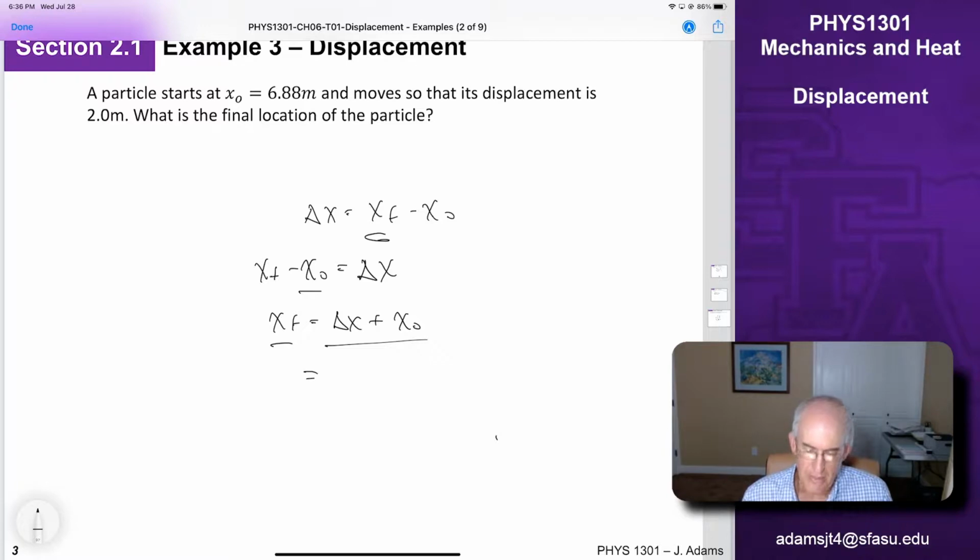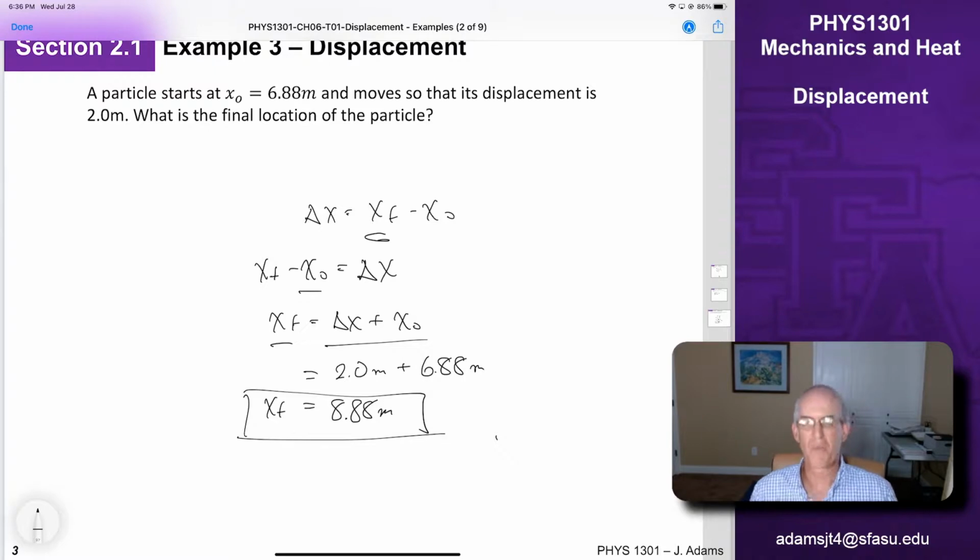In this case, our displacement was 2.0 meters, and that initial location was 6.88 meters. This one's simple enough that I'm going to do it in my head, but always check my numbers. Never trust any numbers that you're given, whether I do it or whether it's in the book. It's always good to go through and check that these things are true. But what we find here is that x sub f is going to be equal to 8.88 meters.